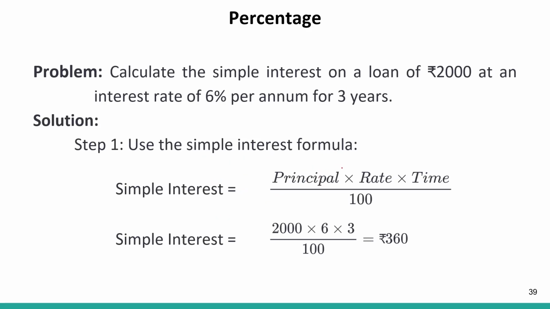This formula will be used in the upcoming lectures on interest, that is simple interest and compound interest topic. So just remember this formula for simple interest. So simple interest formula is principal amount into rate, that is the interest rate, and the time period whole by 100. Time period is in years. Okay, so 2000 into 6 into 3 whole by 100, that is 360 rupees. Okay, so this is how we can calculate the simple interest using this formula. So the final answer will be 360.